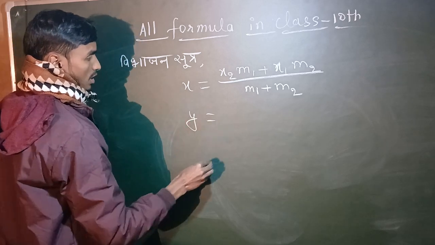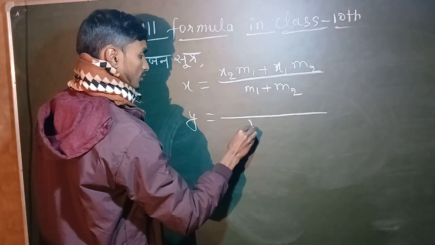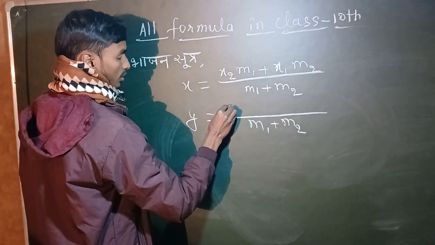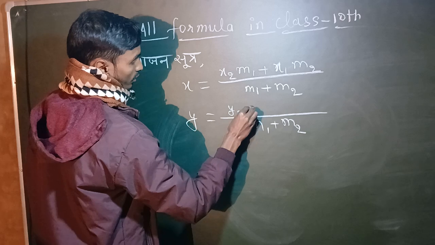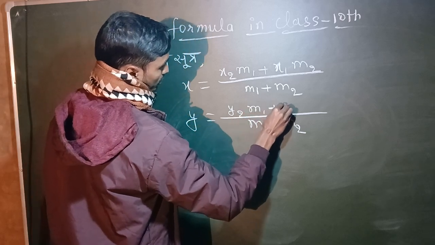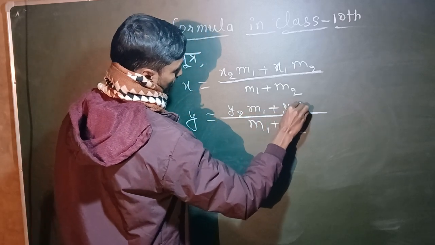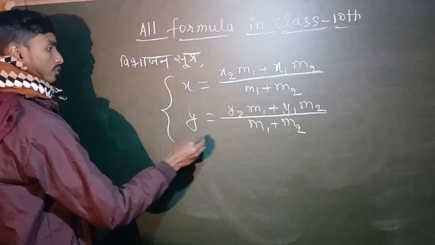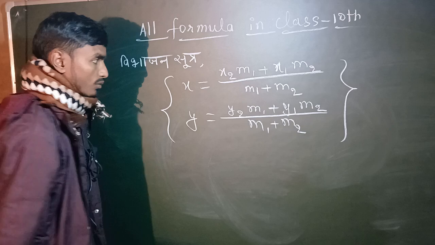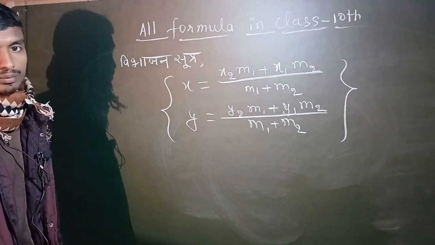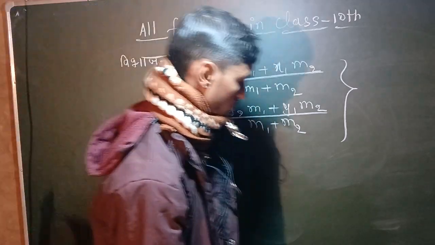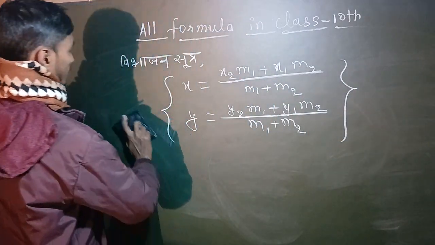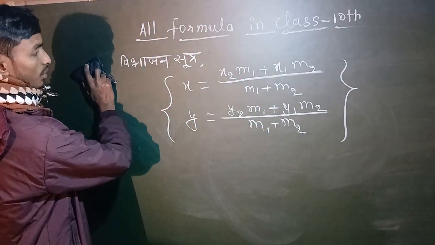y निर्देशांक इक्वल टू y2 m1 प्लस y1 m2 upon m1 प्लस m2. This formula is very important. You can write it. Next I will find some example of this formula.